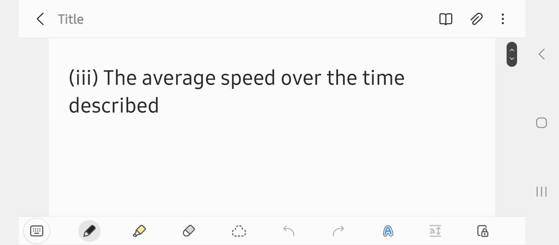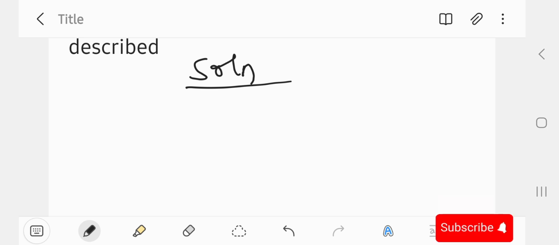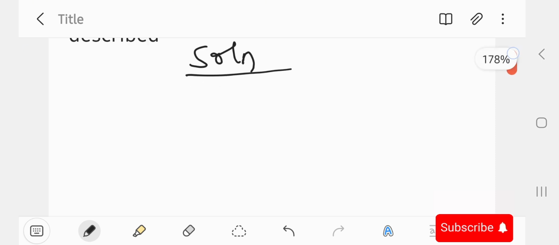So if we are to solve this problem, the first thing that we need to do is to draw this graph, because since we're talking about a velocity time graph, obviously we should be able to draw the graph. The graph will give us a clearer picture of what we are trying to achieve. So let's go ahead and draw the graph with the information that we are given.